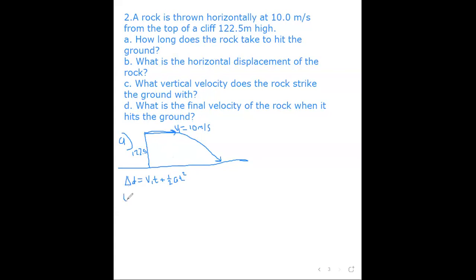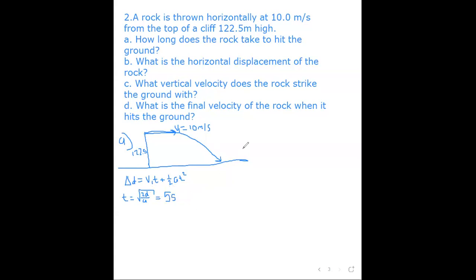So rearranging this one, we'll have time is equal to the square root of 2 times your distance over acceleration. So when you plug in the values, what you'll get is 5 seconds.